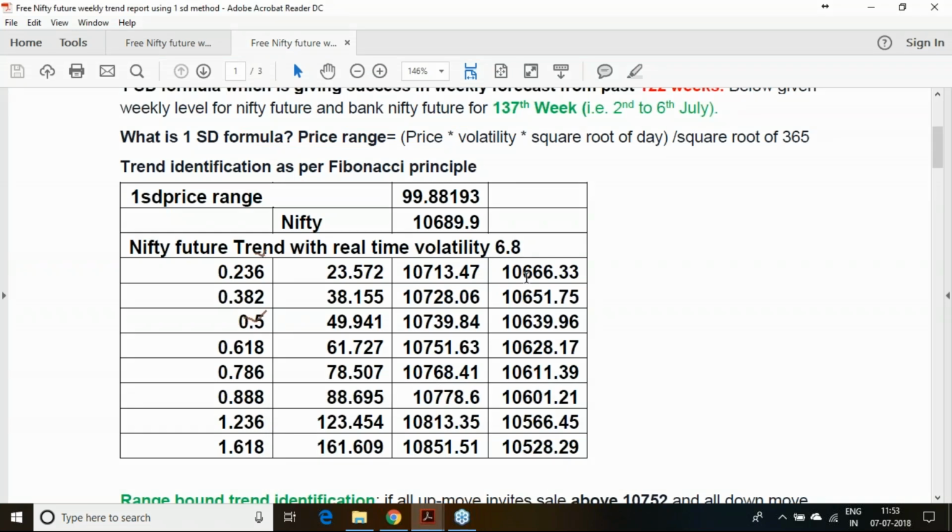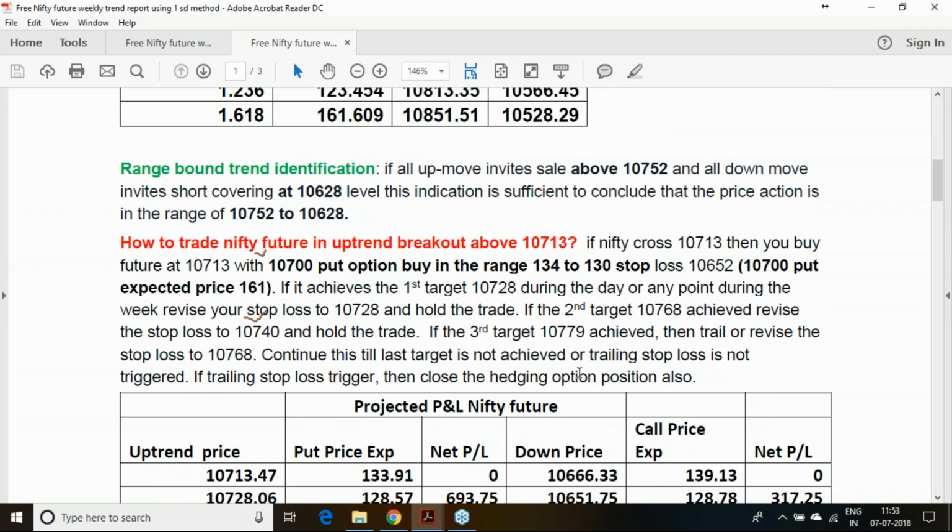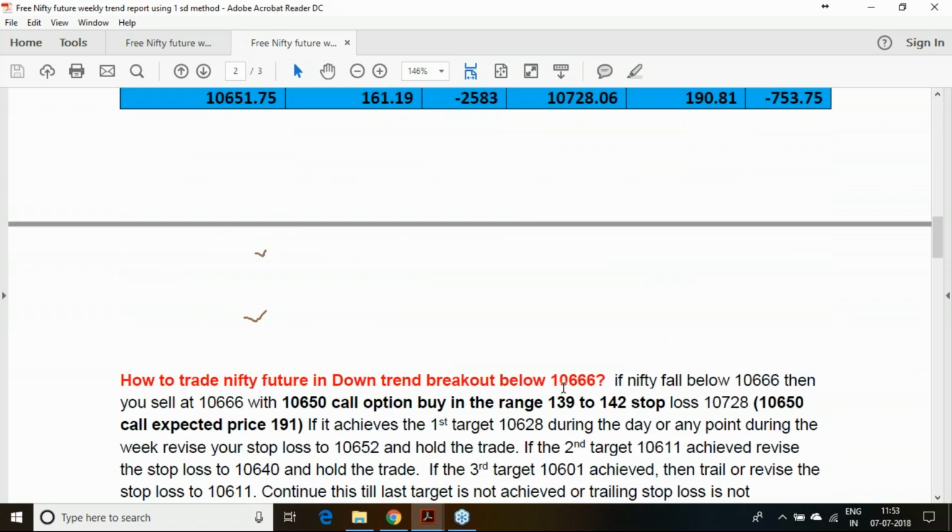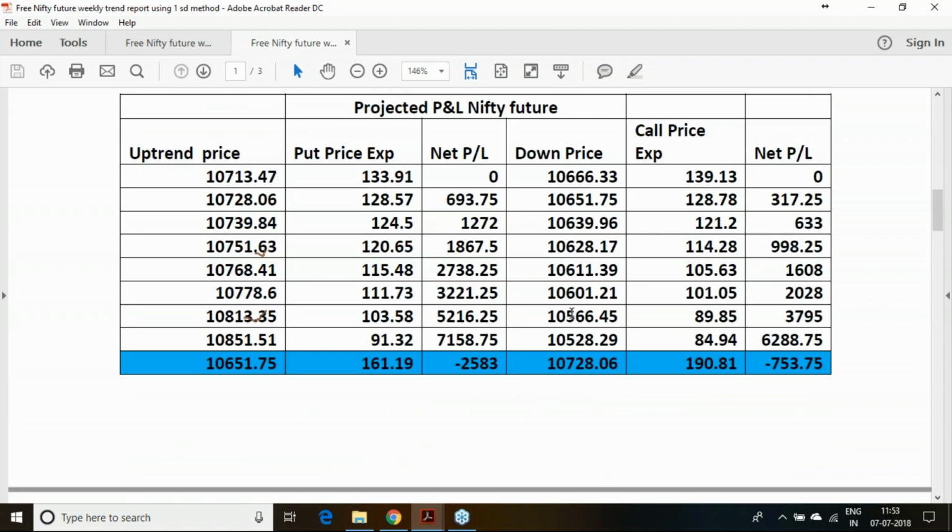If you compare, if you would have sold at 666 along with the call option of 650, then at the 595 level you could have earned a gain of near 2,000. I'm saying that near the 10,601 level you got a gain of near 2,000 rupees.